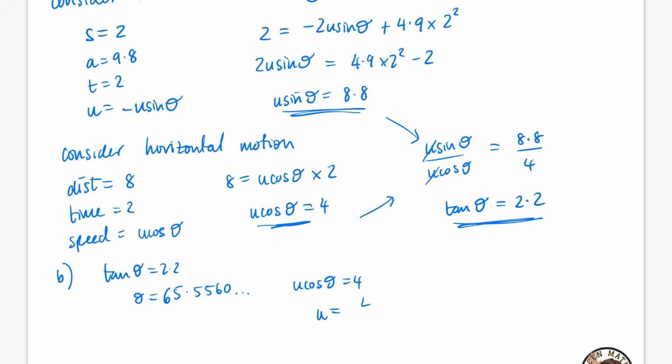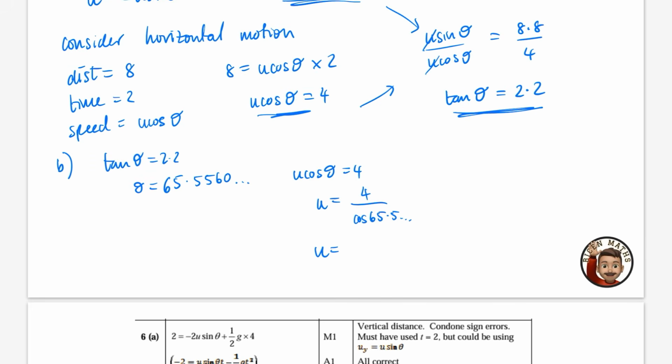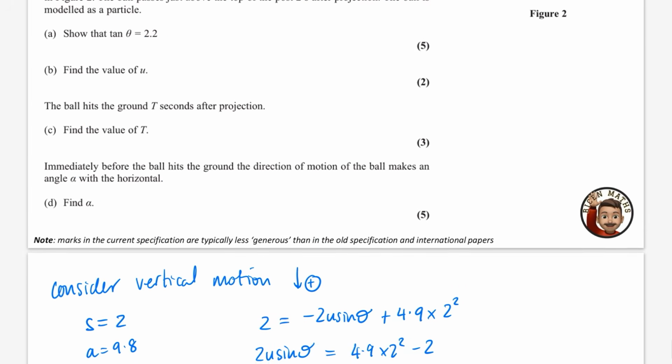I'll probably use this u cos theta equals 4. So u will be 4 divided by the cos of 65.5 blah, blah, blah. And I've got that all on my calculator, so I'll do the cos of that answer. 4 divided by that answer, and that means that u is 9.666436. I may need that with some more decimal places later on, but I'll write that as 9.67 meters per second to 3 significant figures, which we always have to do 2 or 3 significant figures for this.